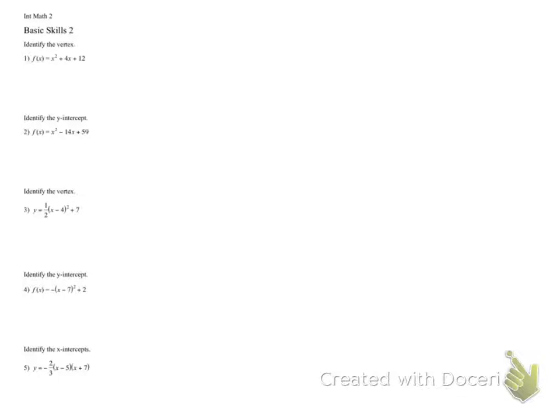So number 1, we need to identify the vertex. And if we're looking at the form that's given, right, we have x squared plus 4x plus 12. We need to realize that this is in standard form. Standard form to find the vertex, we use the formula, or at least we start by using the formula, negative b divided by 2a. Here's a, here's b, and here's c.